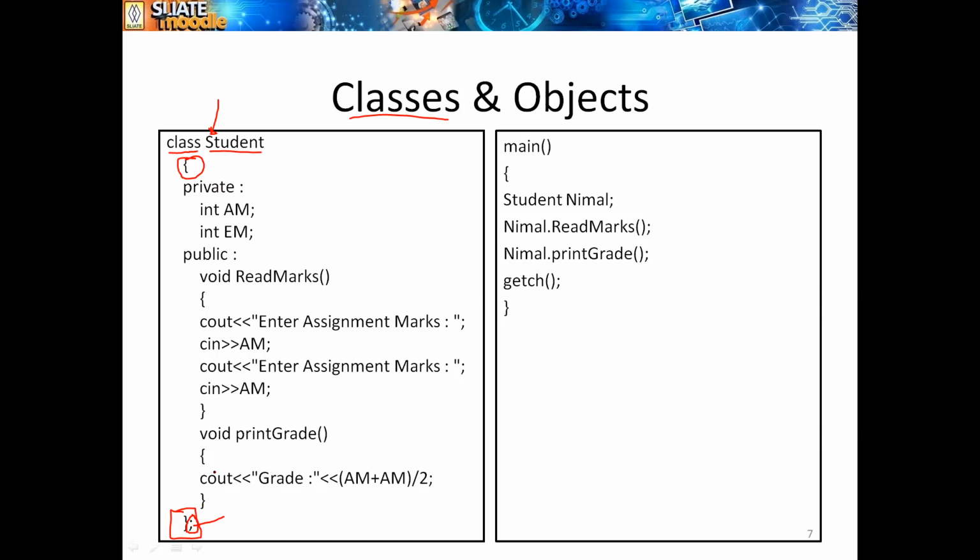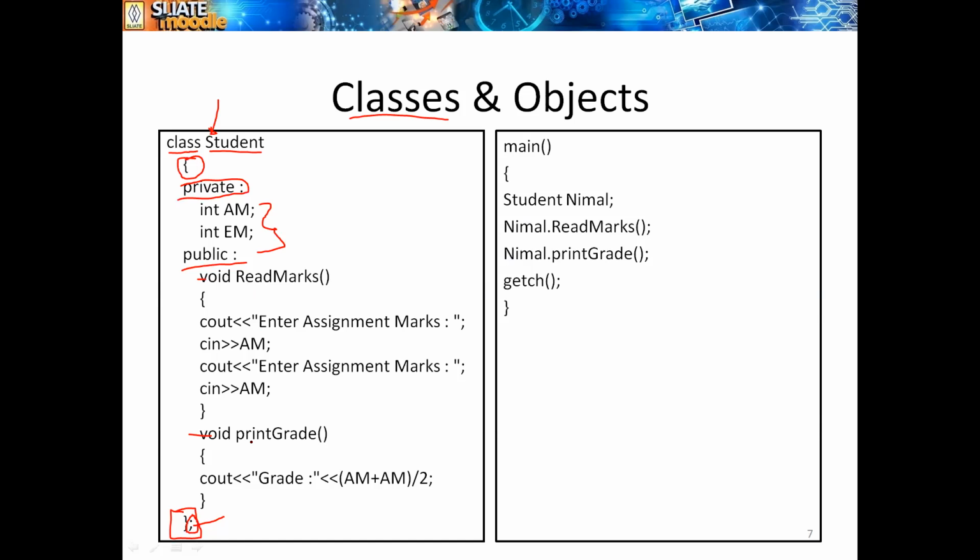We can write class attributes and operations. This is private, where two variables are defined. The two variables defined under private can be accessed only within this class. We can't access them from outside the class. This is public, where two methods are written: one method and the other method.